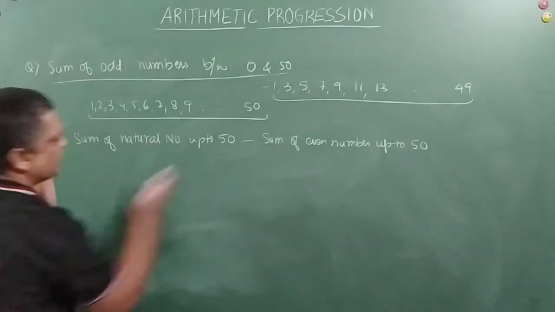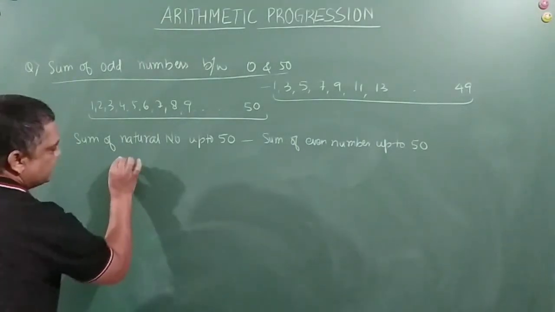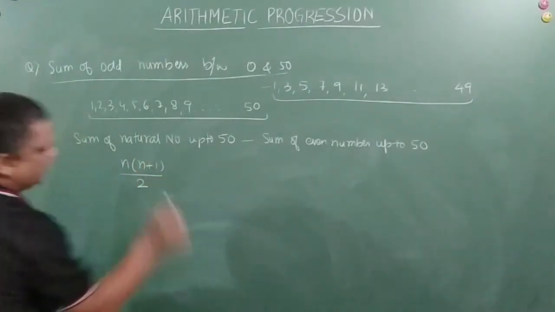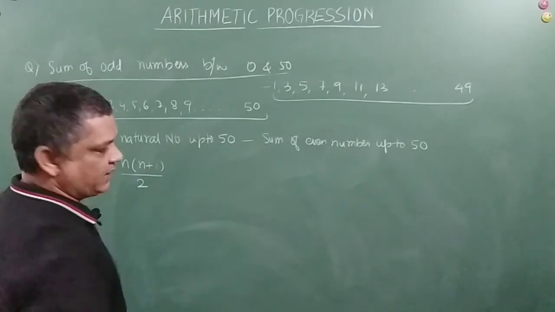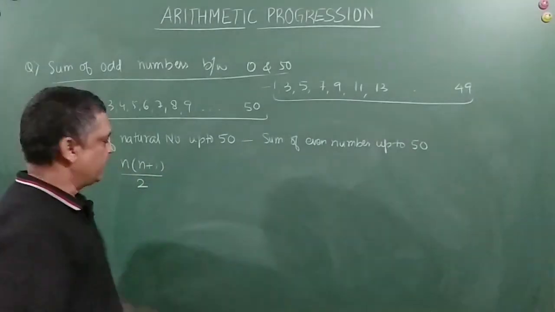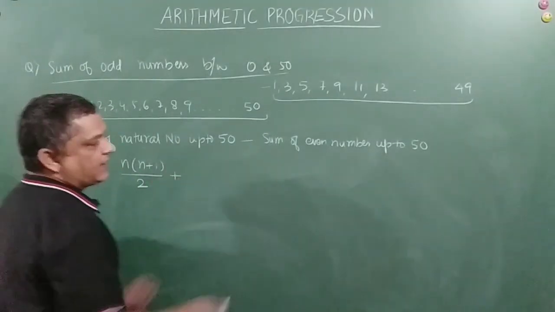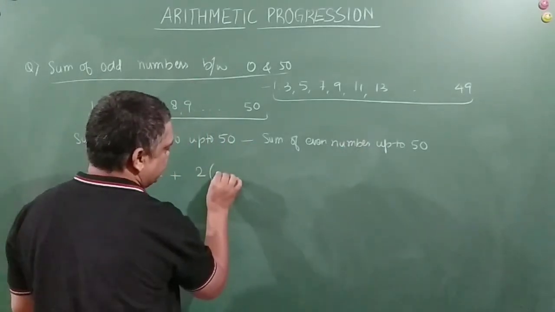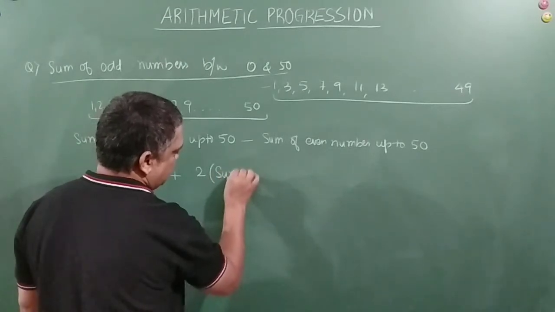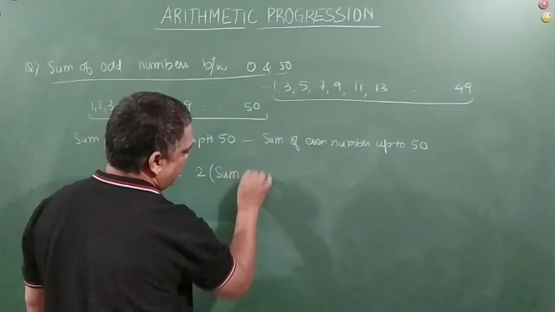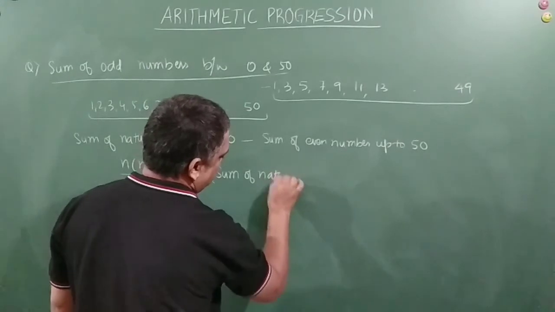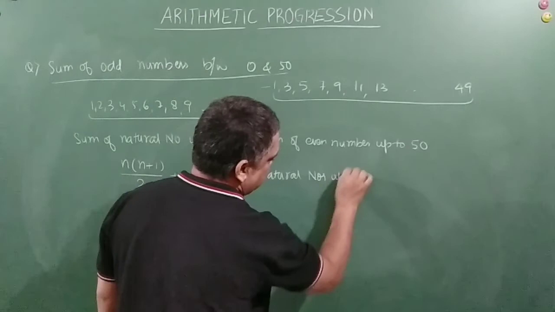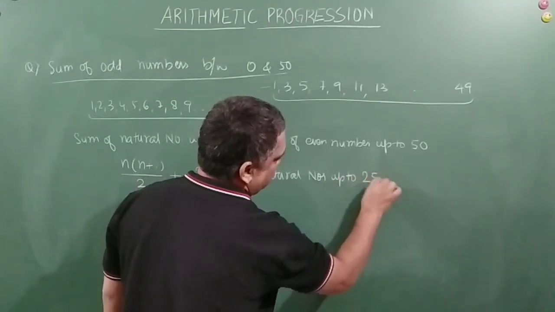Now we know very well the sum of natural numbers up to 50 is equal to n into n plus 1 by 2. Right? This is the sum of natural numbers. Right? Plus, if I take 2 common out, then this can be written as sum of natural numbers up to 25.